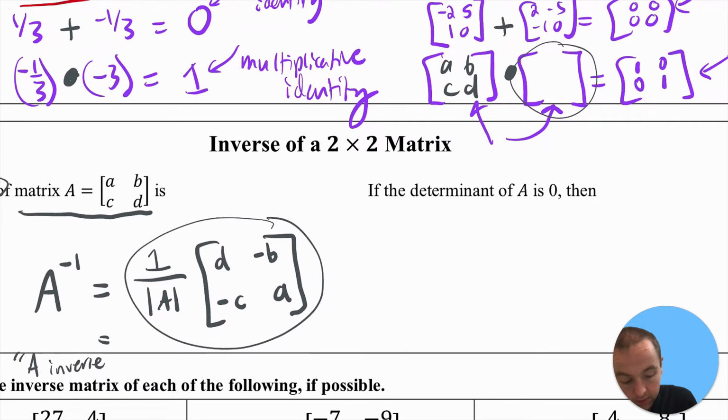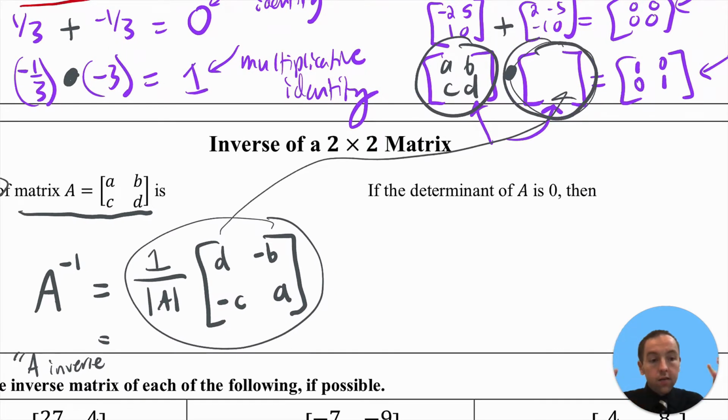That would basically go right there, so that when you multiply these two matrices, they'll cancel each other out and give you the multiplicative identity matrix.